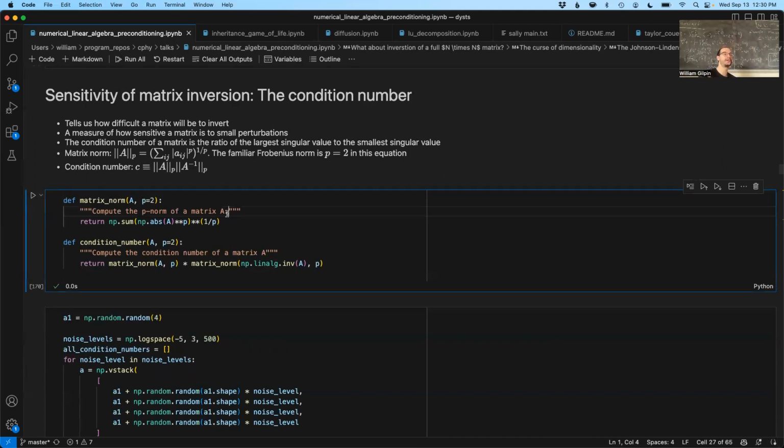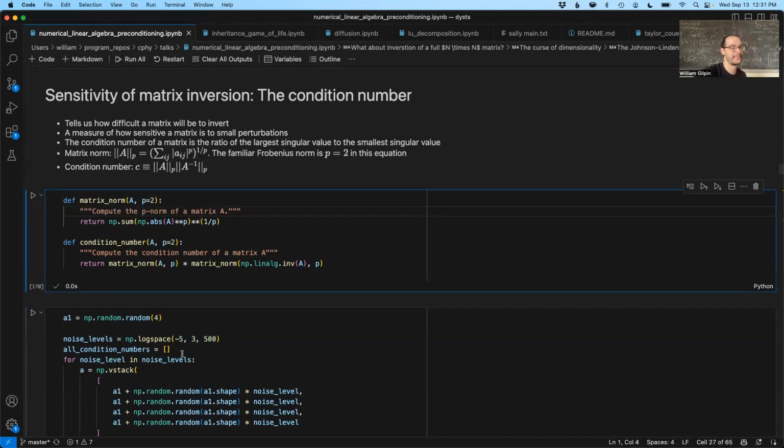So we're going to introduce a quantity called the condition number, which is a single scalar that you can think of as an order parameter for how hard a matrix is going to be to invert numerically. The formal definition involves the Frobenius norm of a matrix, which is just the p norm of its elements. Usually we're just going to use p equals 2.